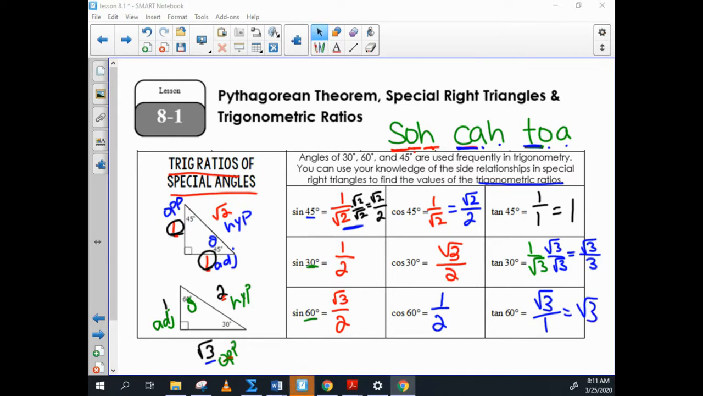And you found the 3 trig ratios for all your angles in those special triangles.